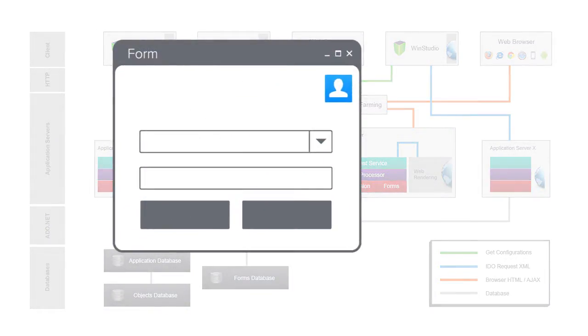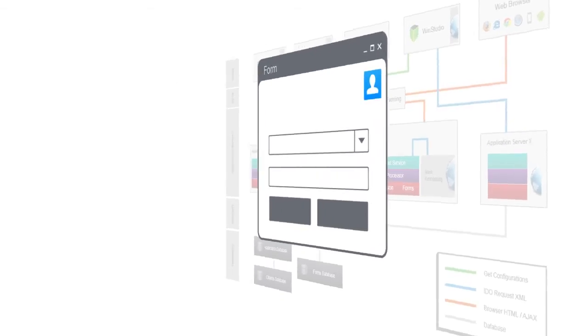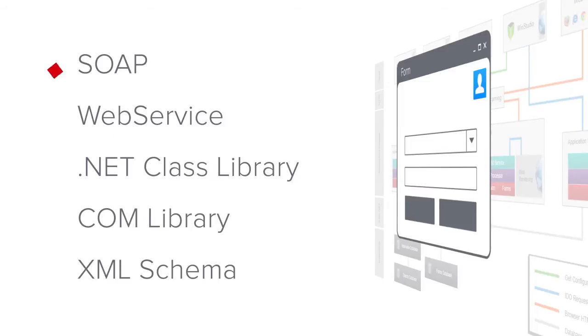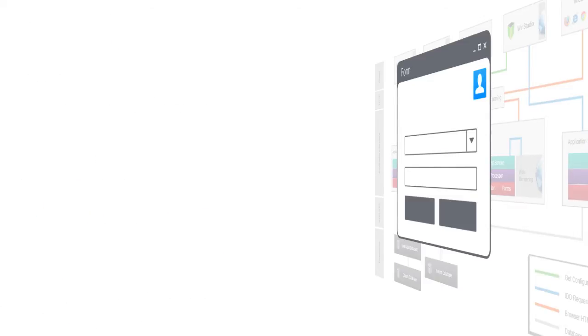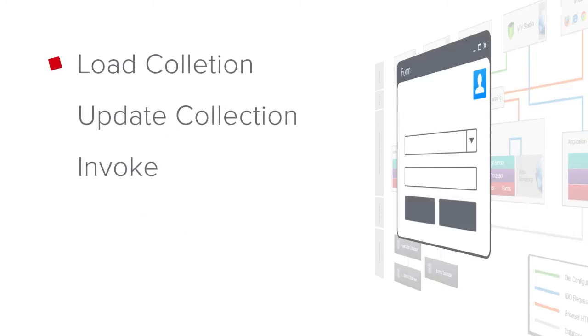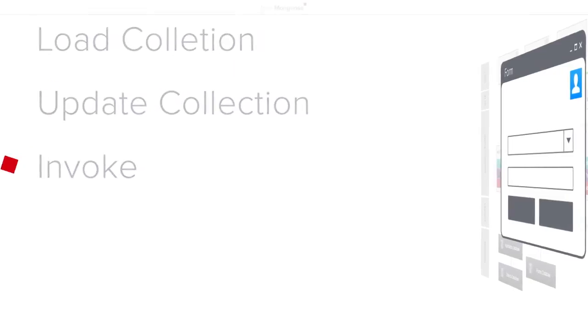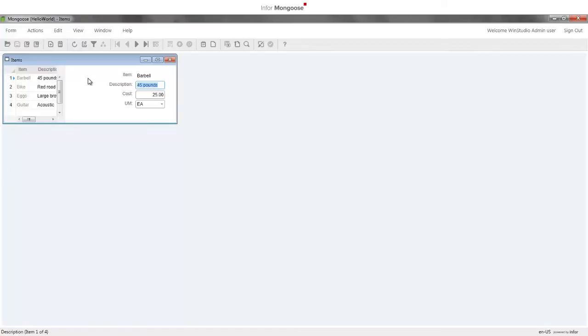The IDO request interface is a simple, consistent interface provided by the Mongoose IDO runtime and forms the basis of all the operations of the forms you build. It's also available for programmatic integration via SOAP, web service, .NET class library, COM library, and documented XML schema. In addition to session and metadata-related requests, the core of the IDO request interface is load collection, update collection, and invoke.